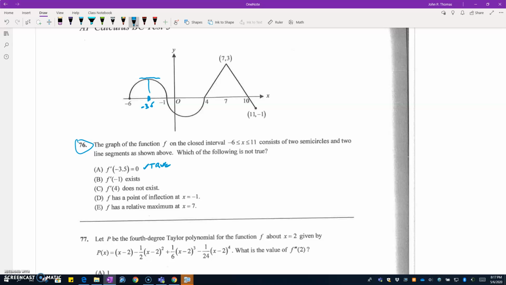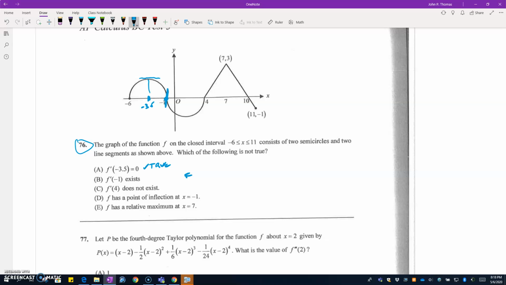Alright, if I go to f prime of -1, exists. So there's some potential there if we just think of the graph, but when we think of this in terms of being semicircles, we know that semicircles go vertical right at that point. So we likely have a vertical tangent line here. So right now, that's my initial thought of false. I'm going to keep checking the others just to make sure.